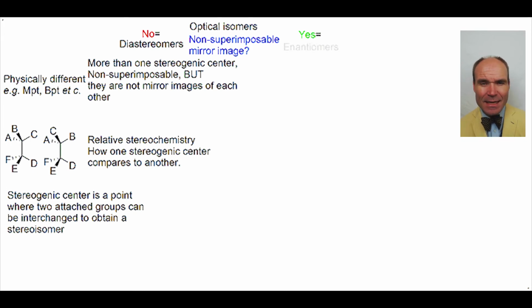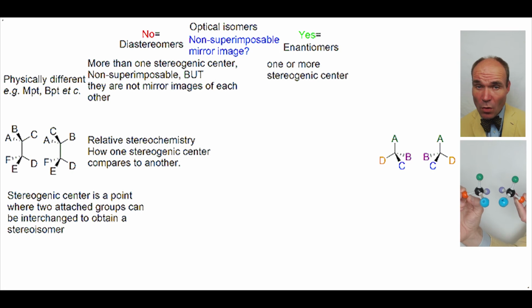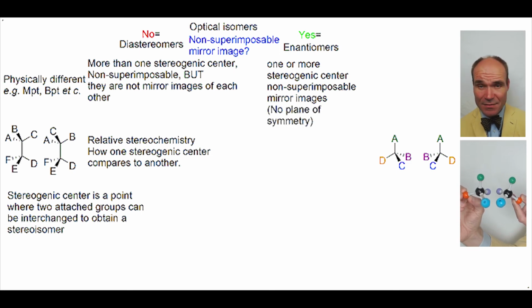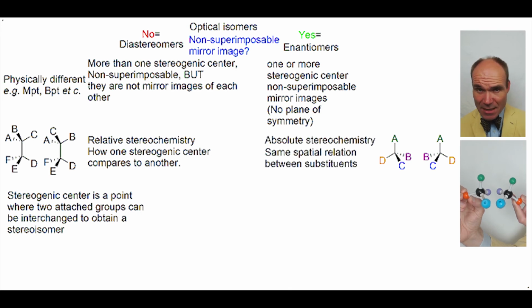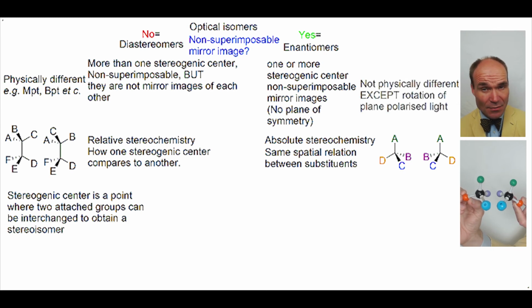On the other hand, enantiomers have one or more stereogenic centers, with non-superimposable mirror images, and thus no plane of symmetry. There's an absolute stereochemical relationship between the isomers. They have the same spatial relationship between two substituents. Enantiomers are not physically different from each other, except for the rotation of plane polarized light. Now, enantiomers have no plane of symmetry.